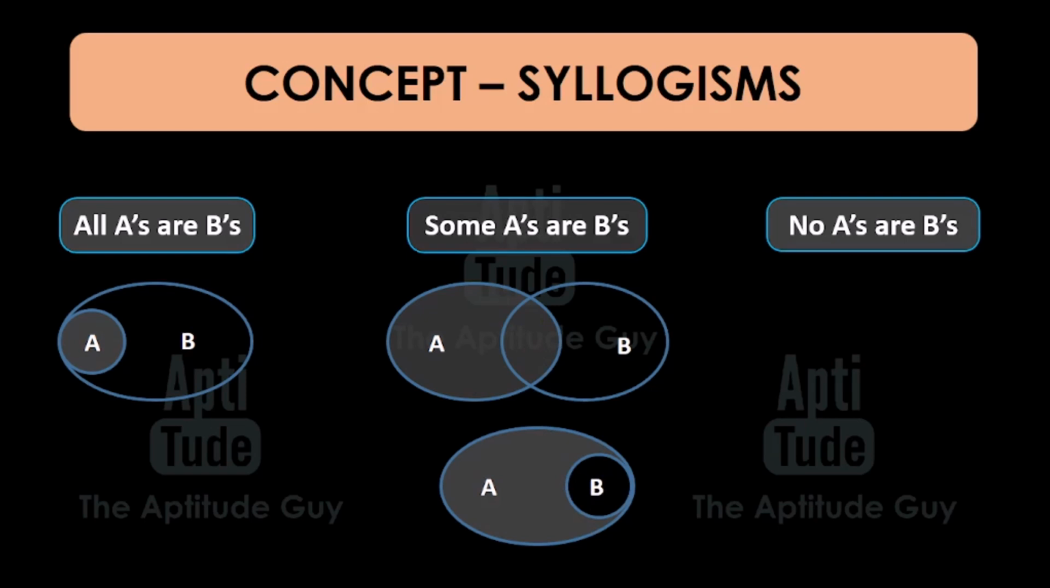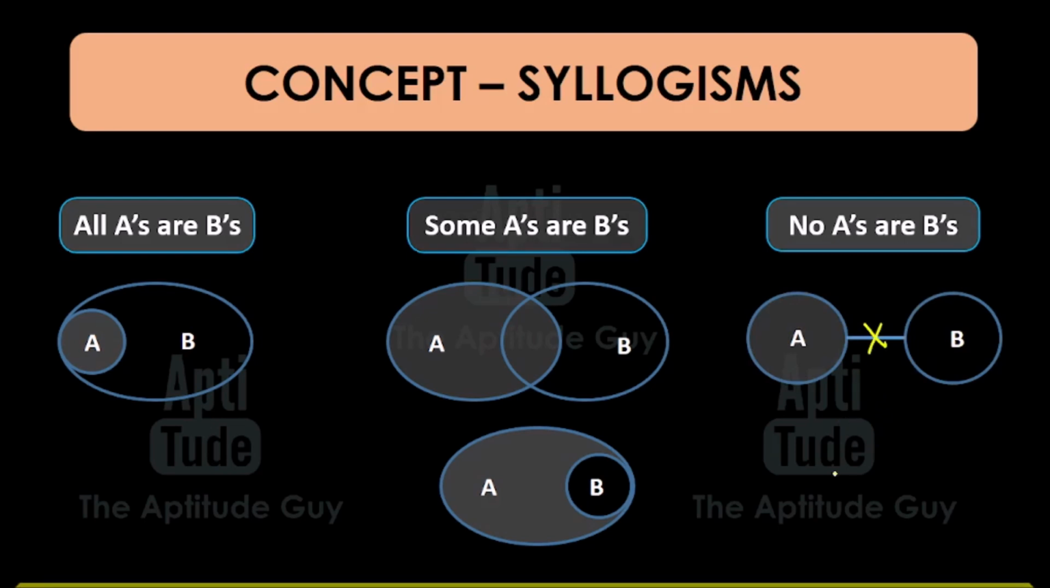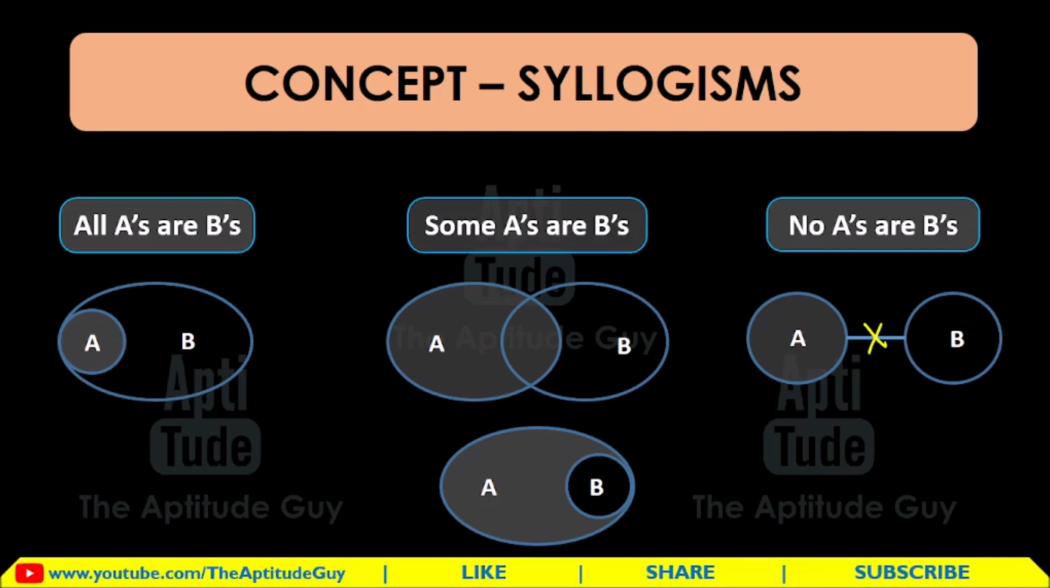Now the third one, no A's are B's. Okay. This one is pretty easy because there has to be no correlation between A and B whatsoever. So we have A right here and B right here, absolutely separate. There is nothing common between these two. This is the concept of syllogisms.